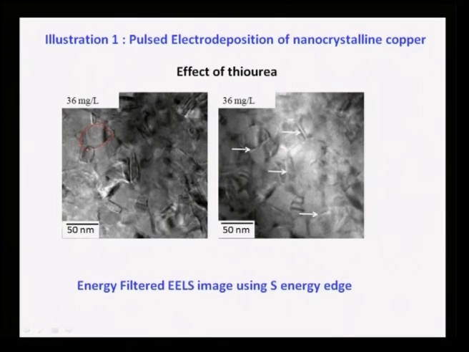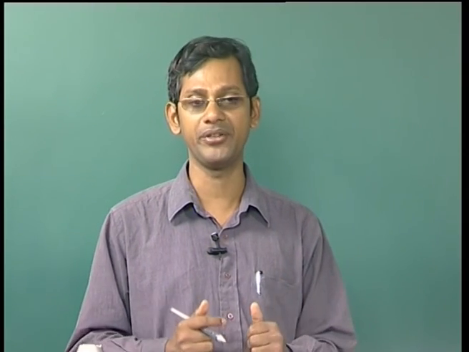So if I use the sulfur energy edge, that means I only allow the energy loss due to sulfur atoms in the EELS spectra, and then I image that onto the image. I can see that all these grain boundaries are getting brightened up. You can see here, you can see there. So that means indeed sulfur atoms are present at the grain boundaries. So our postulation that thiourea acts as a grain growth inhibitor can be proved this way.